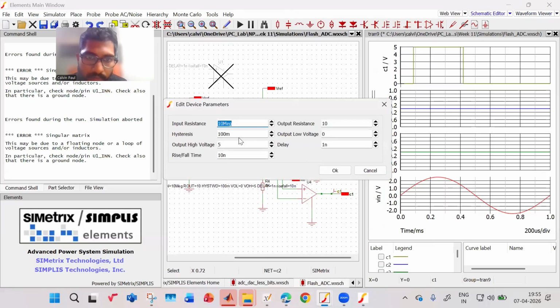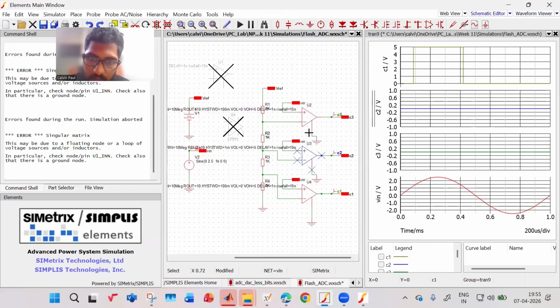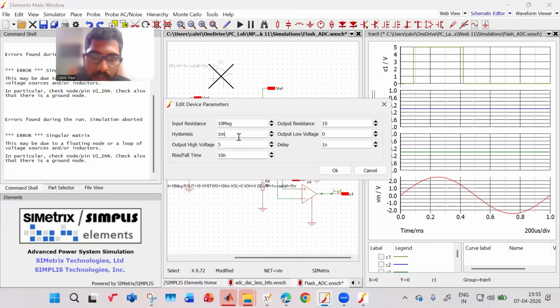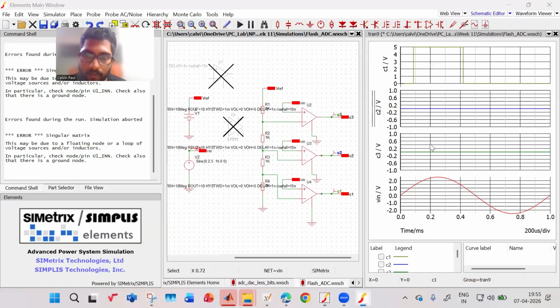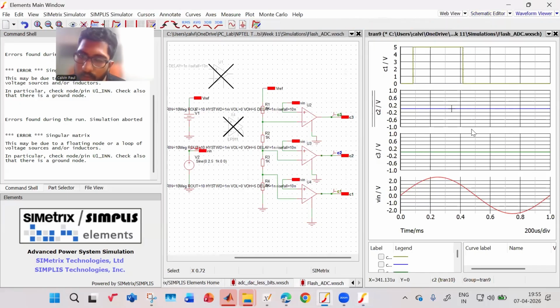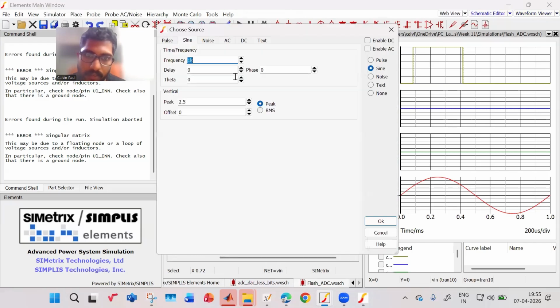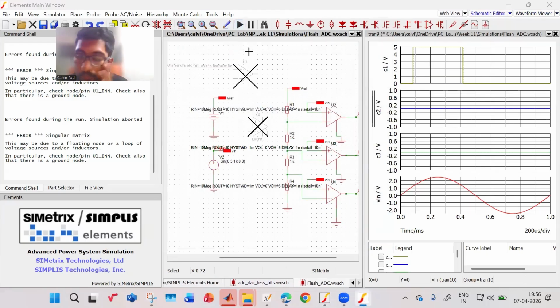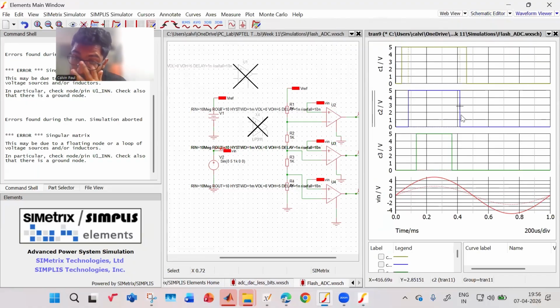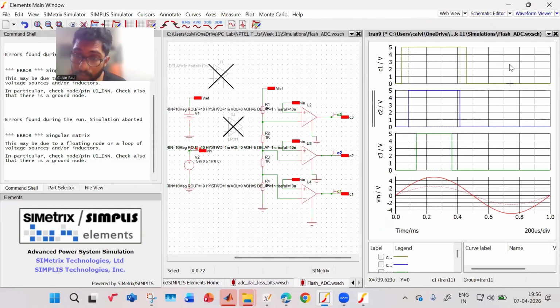What is the distance? Let me make it very small, 1 milli. Output high voltage 5, output low voltage 0. So let me make it 1 milli. Run it now. C1 is changing, why are C2 and C3 not changing? Okay, let us make this 0 to 5 volts. Let us run now. Yeah, so C1, C2, C3 also are changing accordingly.